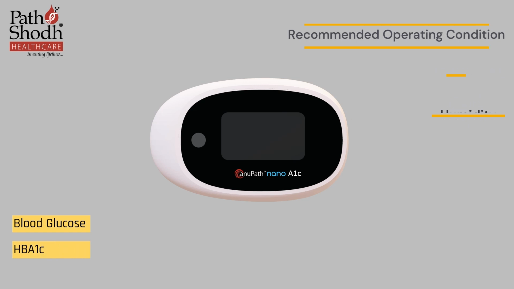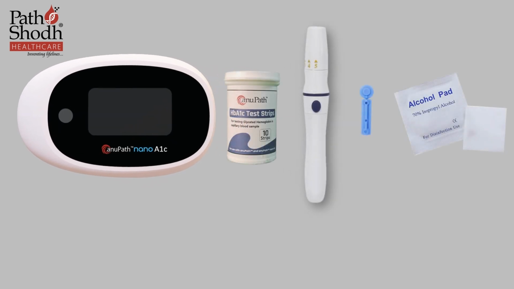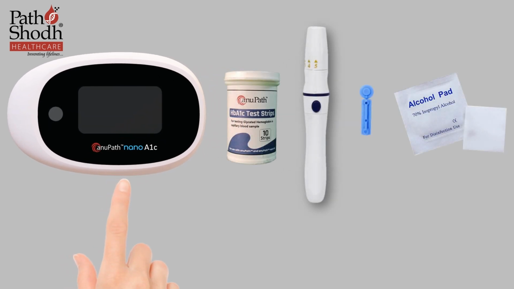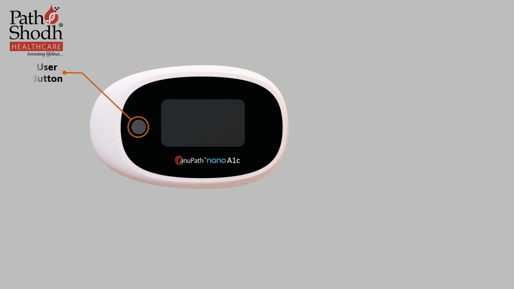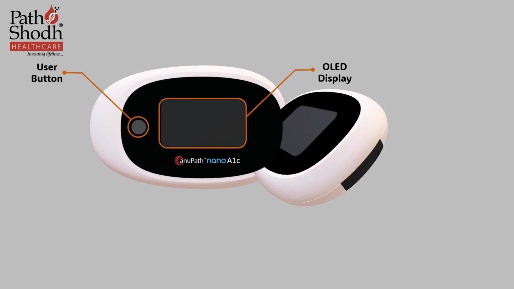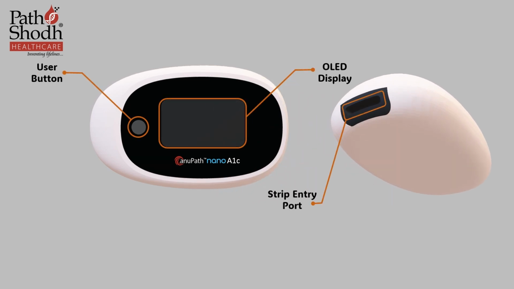To perform the test, you'll require the following components: the Anupath meter, Anupath test strips, a lancing pen, lancets, and an alcohol swab. The Anupath meter has a multitasking user button and an OLED display. An insertion port allows for precise insertion of testing strips.